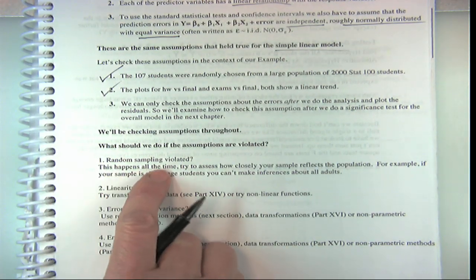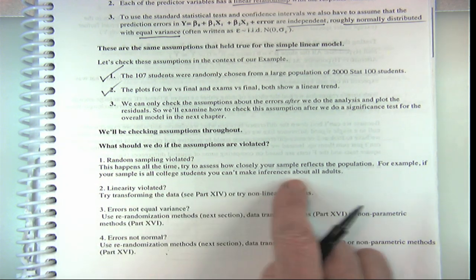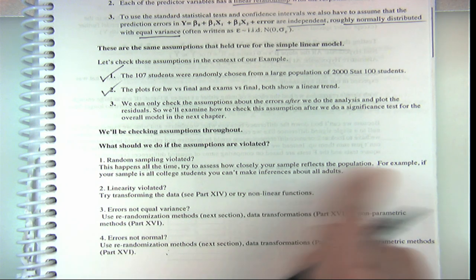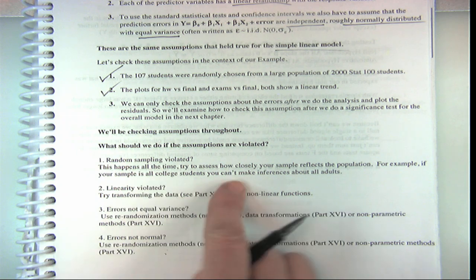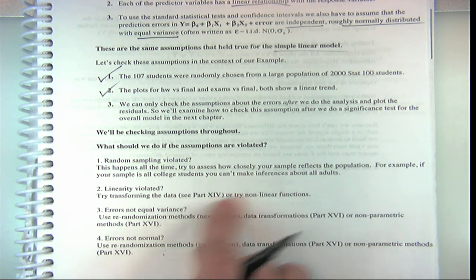So random sampling violated. And this happens all the time. So you have to try to assess how closely your sample reflects some general population. For example, if your sample's all college students, you certainly can't make inferences about all adults. There's other ways we can check this too.